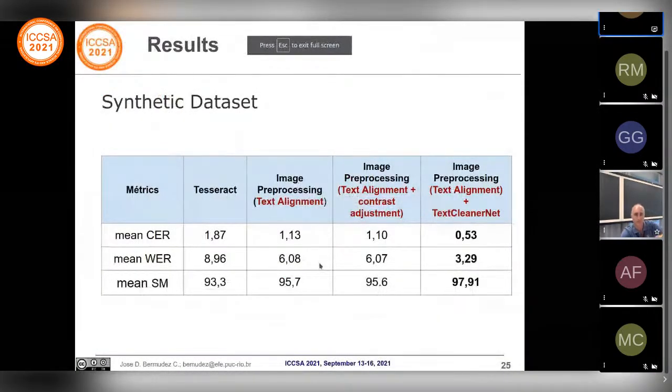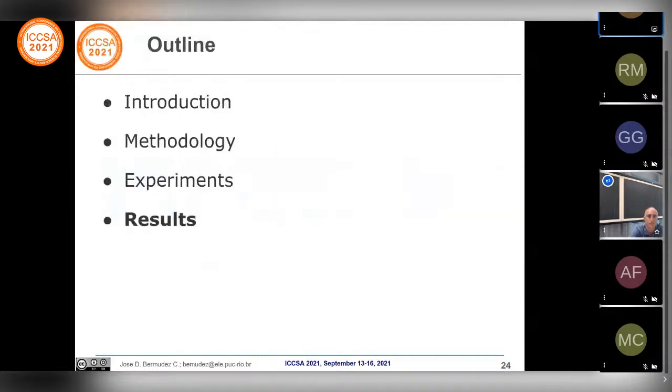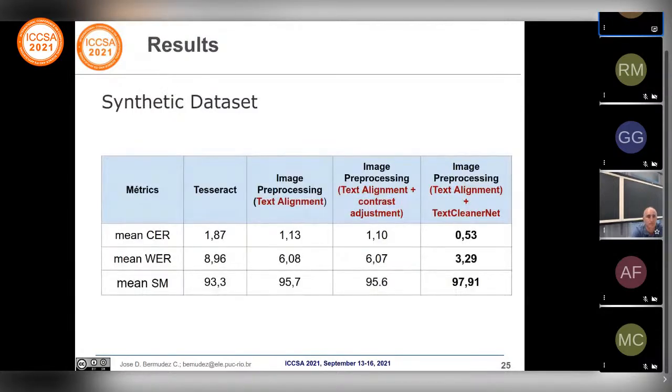So we're talking about the performance of our model. Okay. We're talking about the performance of the models. In this case, the best result we obtained using the text cleaner model, where the error was reduced to almost 50%, compared to the other best performance that we already have.